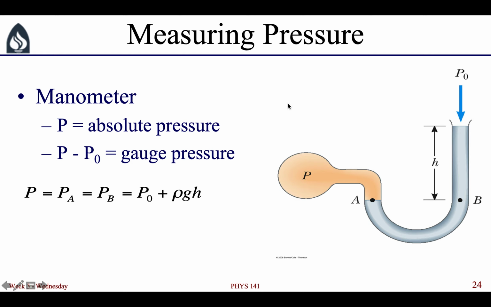And so if you ever want to know the absolute pressure, so for example, if you're using something like the ideal gas law, that requires you use absolute pressures. And so you would need to convert gauge pressures to absolute pressure by adding atmospheric pressure in order to use that pressure in something like the ideal gas law.